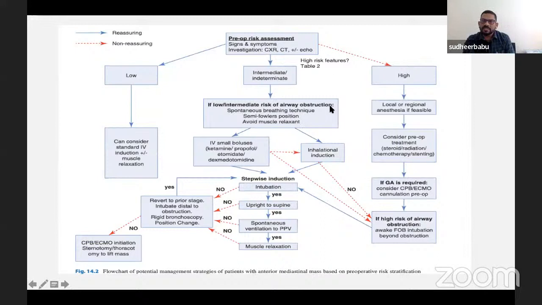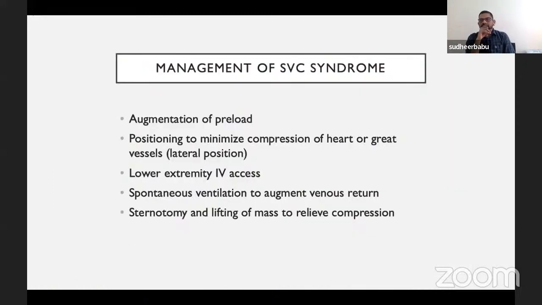Otherwise, if the patient has intermediate risk factors, then a stepwise induction, whatever the flow chart says, you can go through that. Only thing is, if you are not able to intubate, then change from upright to supine position, then spontaneous ventilation, and you can give muscle relaxant. Suppose nothing is possible, then you directly have to go for CPB or ECMO initiation. So this is how to manage SVC syndrome.